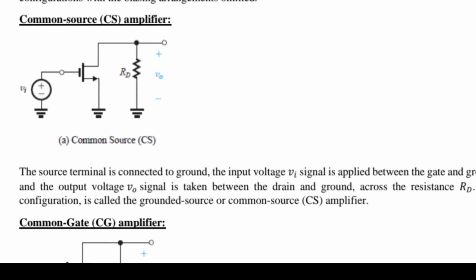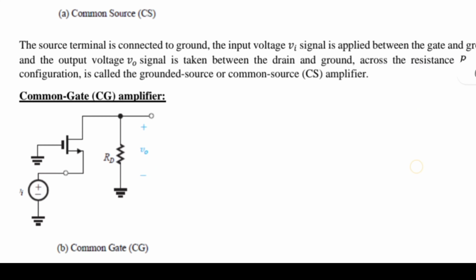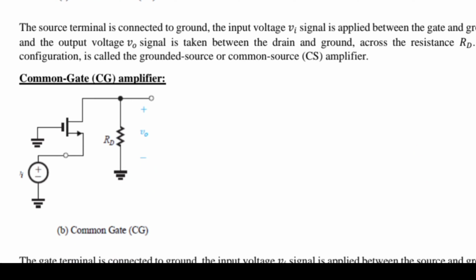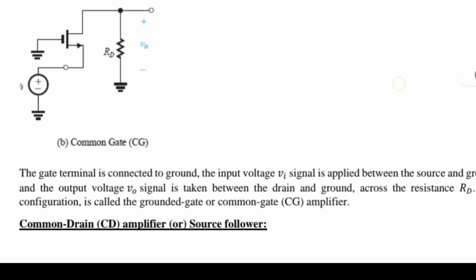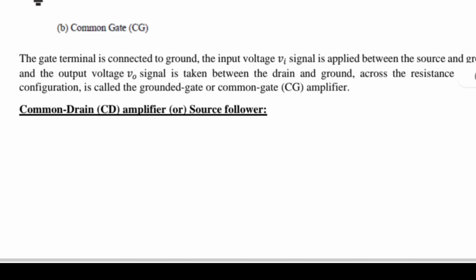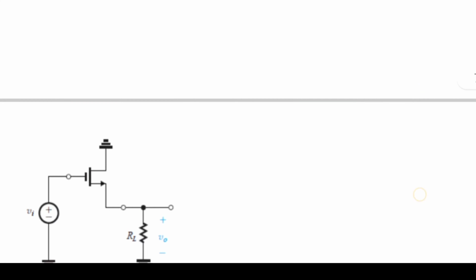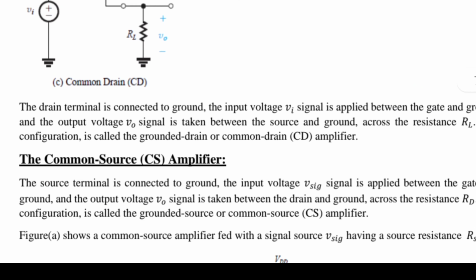There are 2 configurations again. This configuration is called grounded source or common source, the CS amplifier. Similarly, the common gate amplifier: the gate is the common, the gate terminal is grounded. Similarly, the common drain amplifier. Among those, the common source amplifier is mostly used.